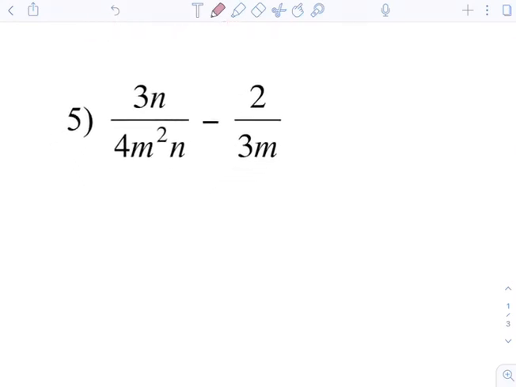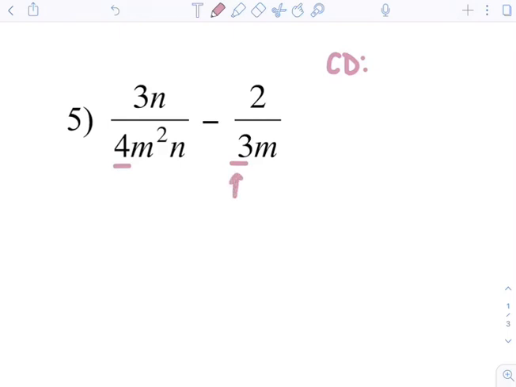Okay, and number 5. So to decide my common denominator, I'm going to look at just the numbers first. And if it's hard for you to find a common denominator between two numbers, you could either, 1, multiply the two together and you'll get a common denominator. So 4 times 3, that'll be 12.